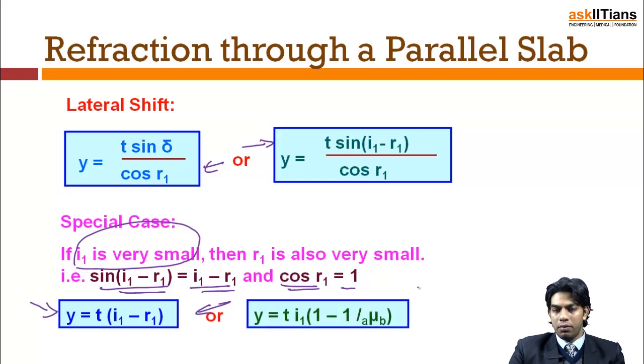Now, I1 minus R1 can be written in terms of the refractive index. So more or less, depending upon your angle of incidence, the rest of the parameters, the thickness and the refractive index, are fixed. So the only factor by which I can change my lateral shift is by playing with the angle of incidence. Other than that, I need to change my medium or the thickness of the slab to make sure my lateral shift is of good amount.